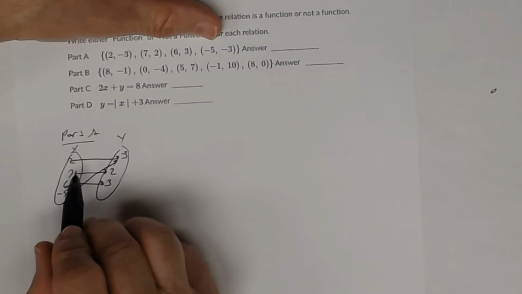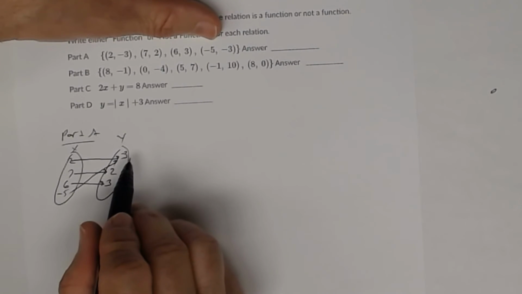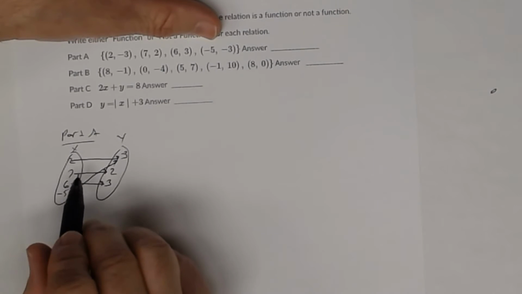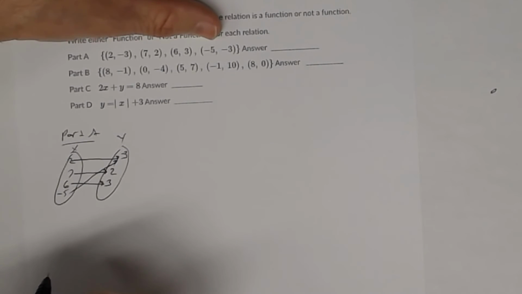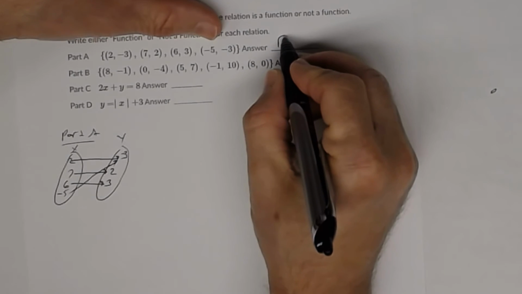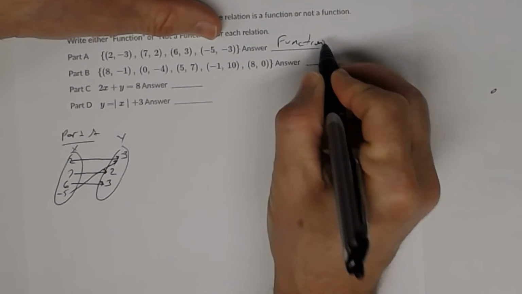It's okay for two different x coordinates to have the same y value, or the two x values have the same y value. All right, so that's a function. So you write the word function there. That's what the direction said.